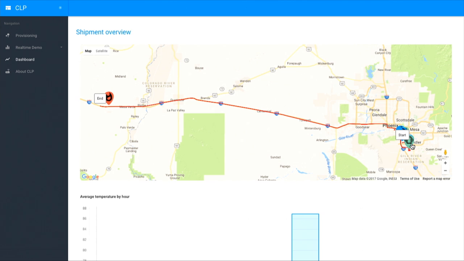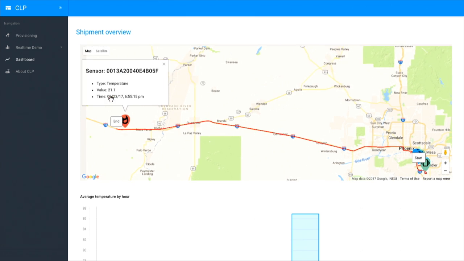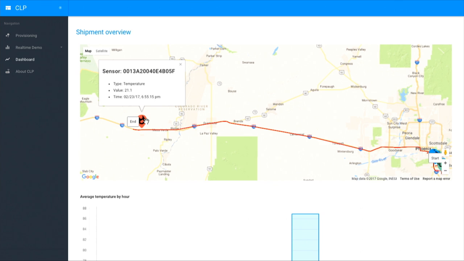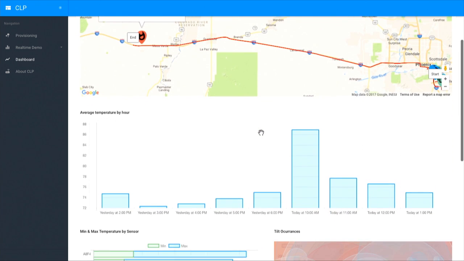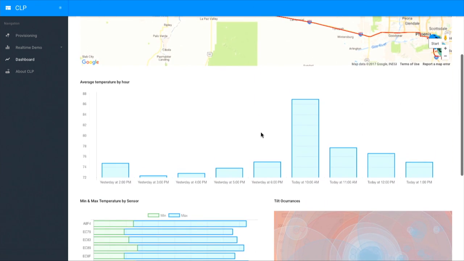When we got out into the middle of the desert, we set a threshold on these sensors that said, if it drops below a certain temperature, let us know. You can see in this example, it dropped down to 21 degrees Celsius, but you get the geolocation where that occurred, and you get the time that it happened as well. Down below, you can see a historical trend of temperature data. This is real temperature data coming off this real array of sensors over the last few days as we've been demoing out in the demo booths.